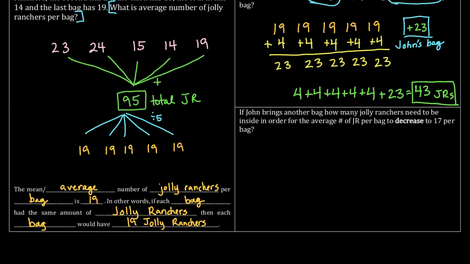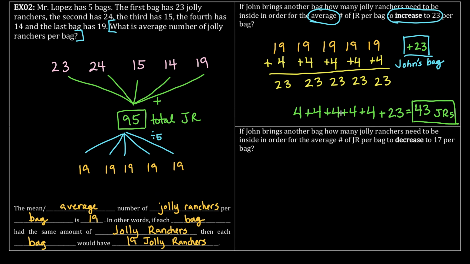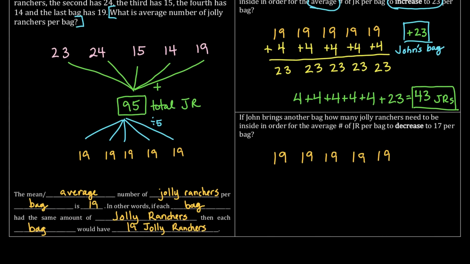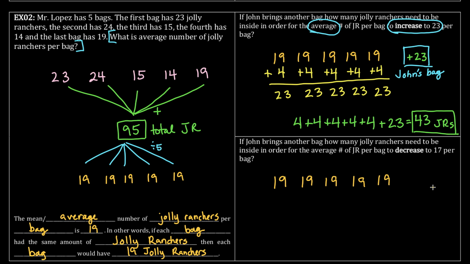Okay. So if John brings another bag, then how many Jolly Ranchers? Okay, so let's start from 19 again. 19, 19, 19, 19, 19. We're checking something real fast. So these are the bags, right? John comes along and has a bag.